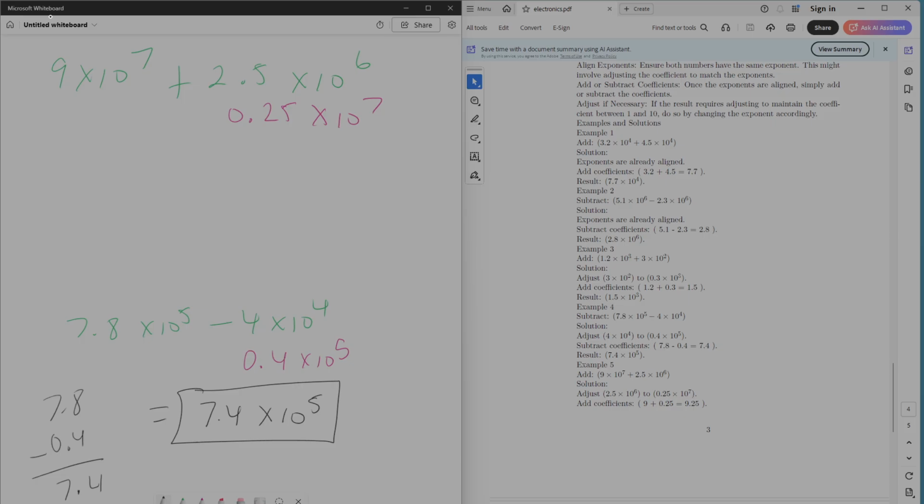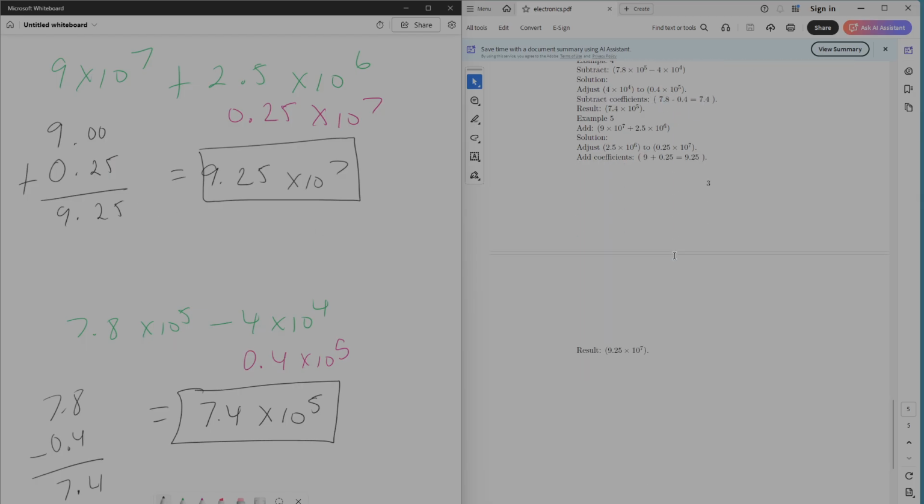Now we can add, so it will be 9 plus 0.25, which is 9.25. So the answer will be 9.25 times 10 to the 7th. Let's check our answer. It is 9.25 times 10 to the 7. Yes, correct.